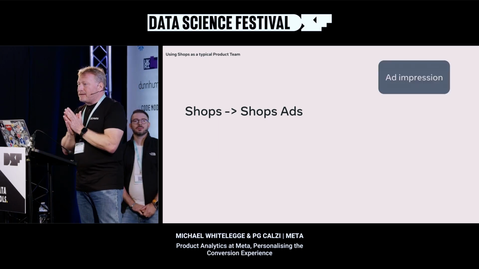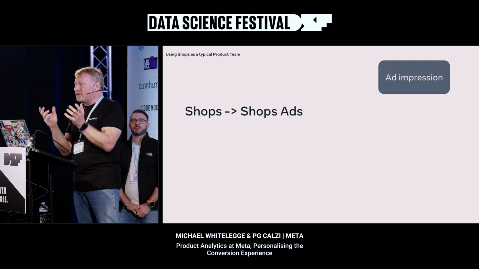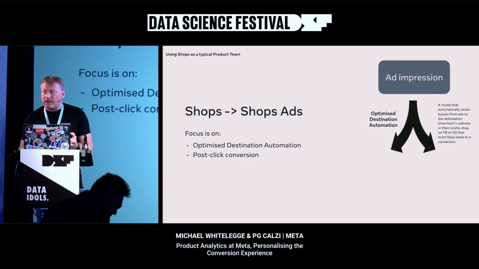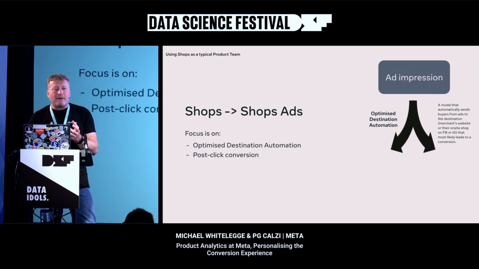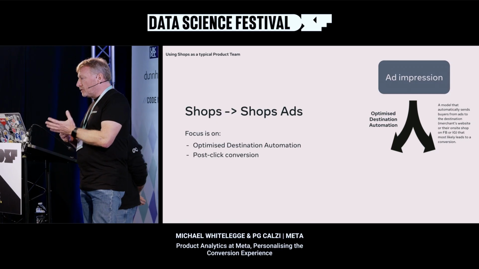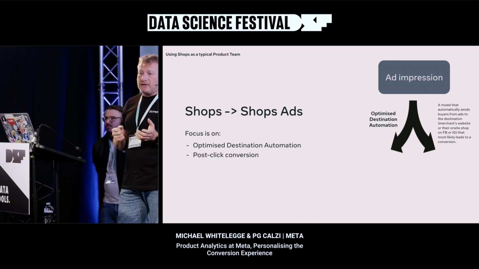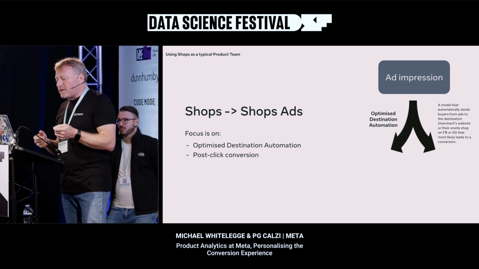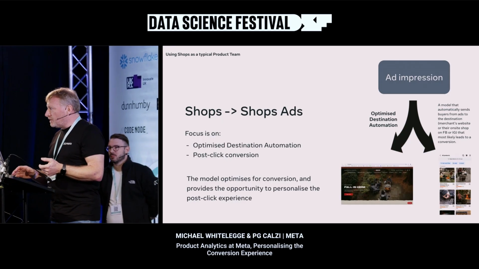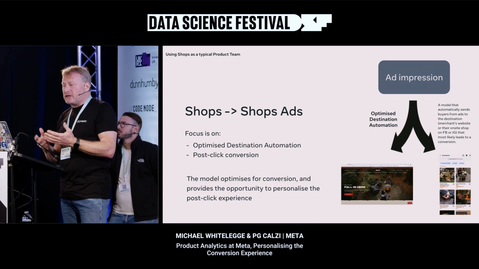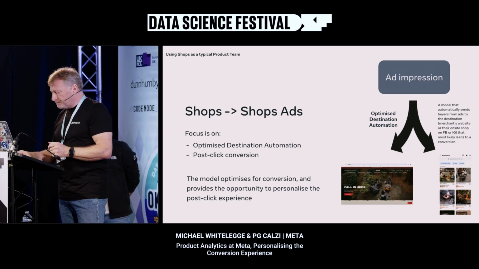I said ad impression. By impression, we just mean you've been shown something in your newsfeed. When that's clicked, we have this thing called destination automation. There's an ML model that works out whether you're more likely to convert, and when I say convert, I mean go through to purchase, either on your on-site shop or on that advertiser's own website. The model optimizes for the conversion and would drive traffic that way.